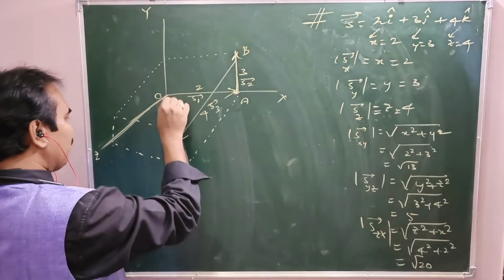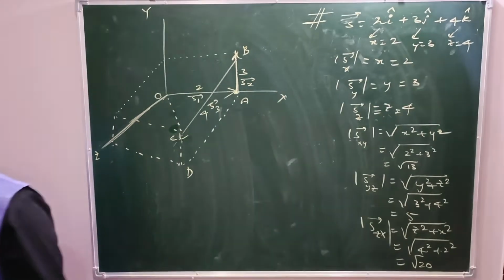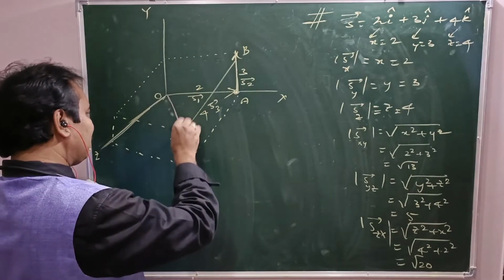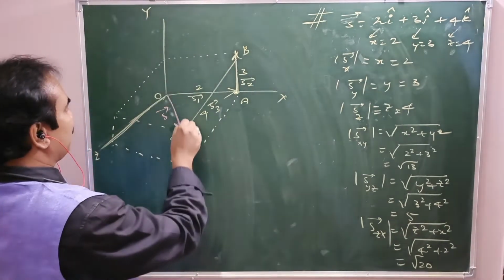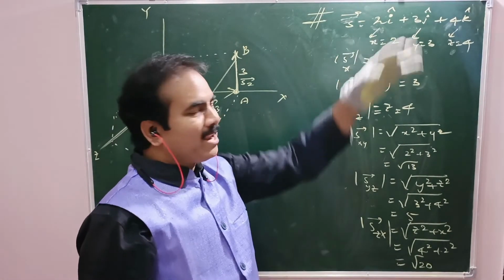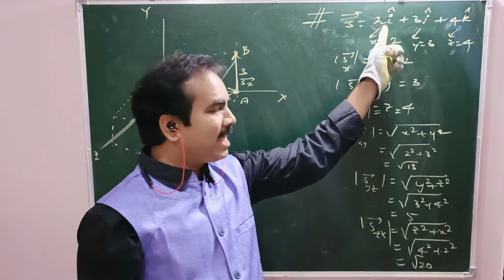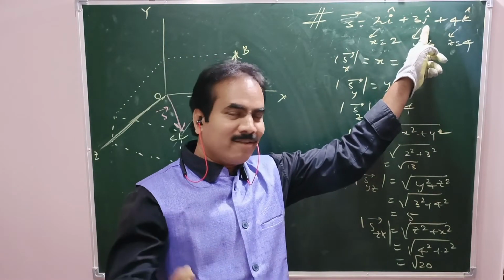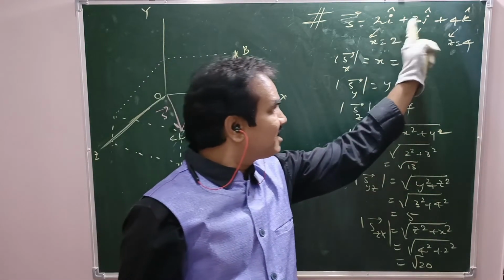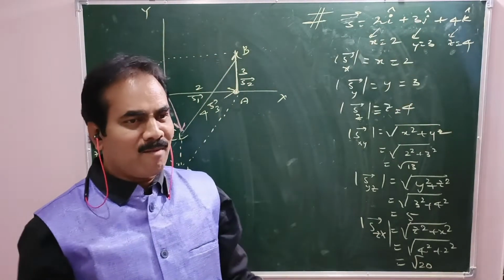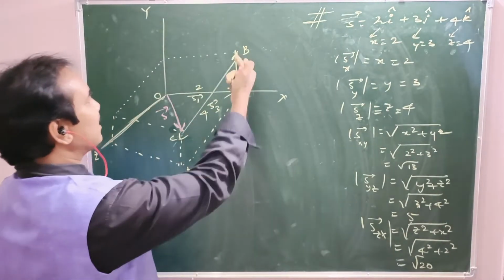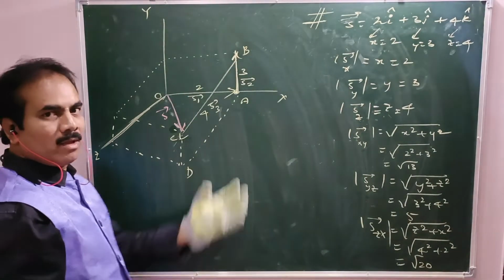And finally, what is OC? Here OC means the final vector, that is S bar. Here S bar is a combination of 3 vectors. What are the vectors? 2I cap is one vector, 3J cap is another vector, and finally 4K cap is one more vector. Because of the combination of these 3 vectors, S bar is formed. So S bar equals 2I cap plus 3J cap plus 4K cap. That is how S bar is formed.